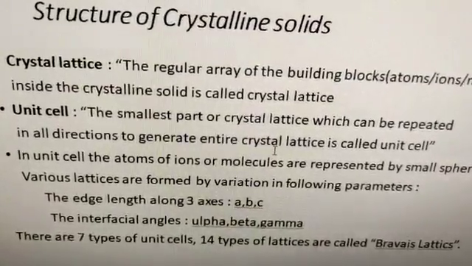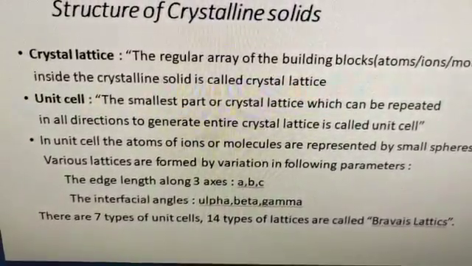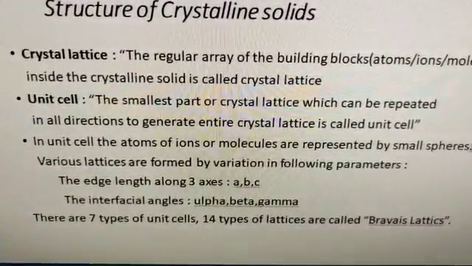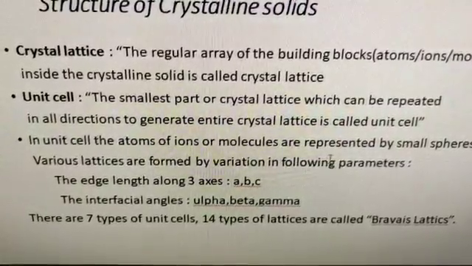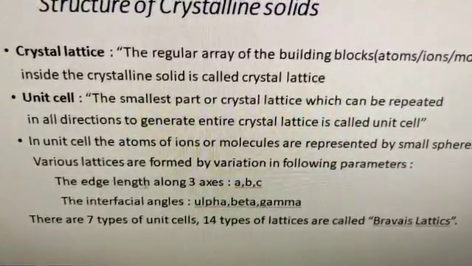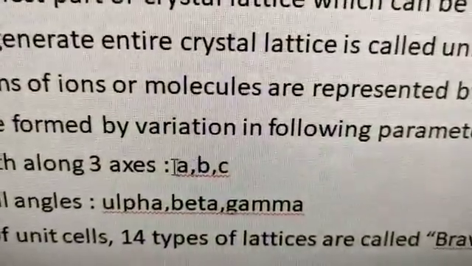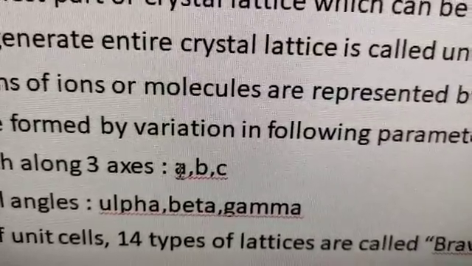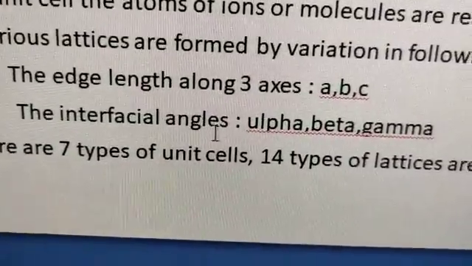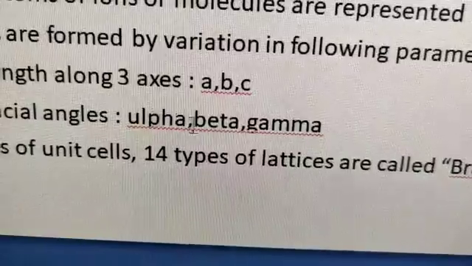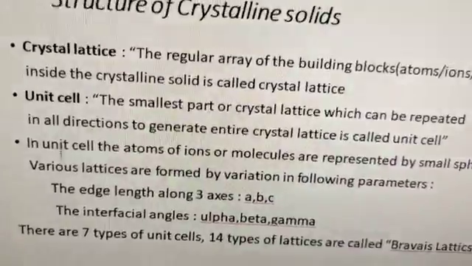In the unit cell, the atoms, ions or molecules are represented by small spheres, and various lattices are formed by variation of the following parameters, that is the edge length along 3 axes. The edge lengths are represented by A, B and C, and the next are the interfacial angles, which are represented by alpha, beta and gamma. This is all about the unit cell.